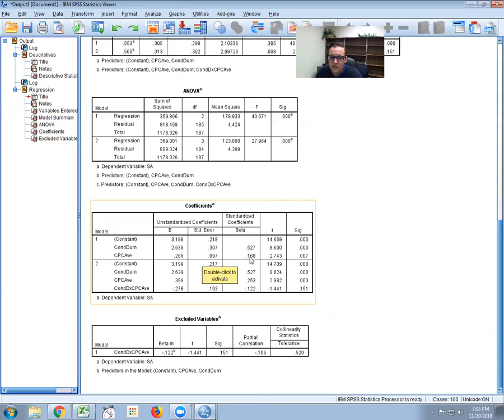So as participants felt, and we know this is positive because there are no negative numbers here. You can see negatives down here, but there are no negatives here.